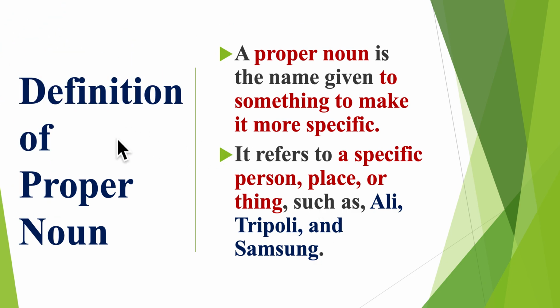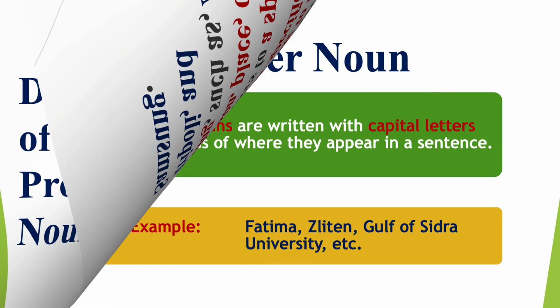Next we have the definition of proper noun. A proper noun is the name given to something to make it more specific. It refers to a specific person, place, or thing, such as Ali, Tripoli, and Samsung. So proper noun is all about referring to specific names.